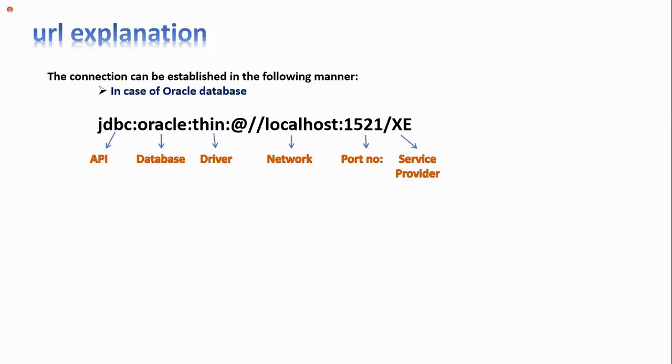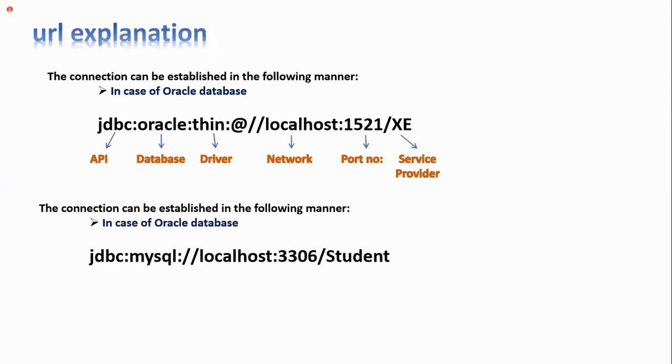Okay. Now, with respect to MySQL, what will be the case? In MySQL, this is the case that we have. Okay, sir, what will JDBC mean? As normal, it is the API. What is MySQL? MySQL is the database. What is localhost? It is the network. What is 3306? It is the port number.